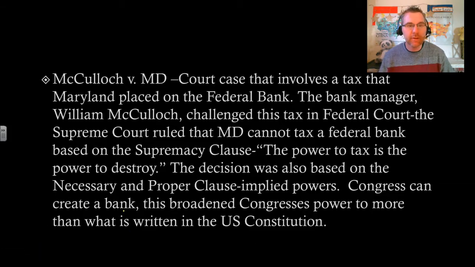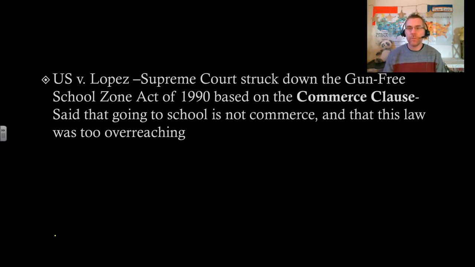I like to think of McCulloch versus Maryland as kind of equivalent to Marbury versus Madison. Marbury versus Madison gave the judicial branch power. McCulloch versus Maryland breathes new life into the Necessary and Proper Clause and into implied powers. They don't really tap into this an incredible amount, but as we'll see, especially going into the 1950s and beyond, Congress really starts tapping into these implied powers a lot more. Okay, let's go to the next one.